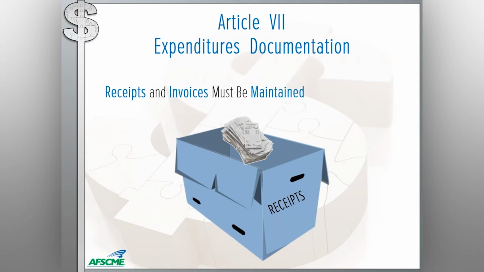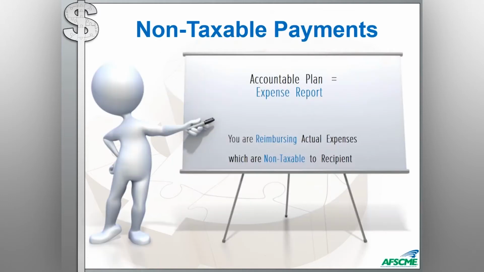Article 7 of the Financial Standards Code explains the documentation that must be retained by all affiliates to include all receipts and expense reports, bills, and invoices. For every single check that you write, you want a piece of paper to document that check. What makes a payment non-taxable? First of all, in order to be non-taxable, you must have an accountable plan with an expense report on file. You're reimbursing actual expenses and they're non-taxable to the person receiving the reimbursement.